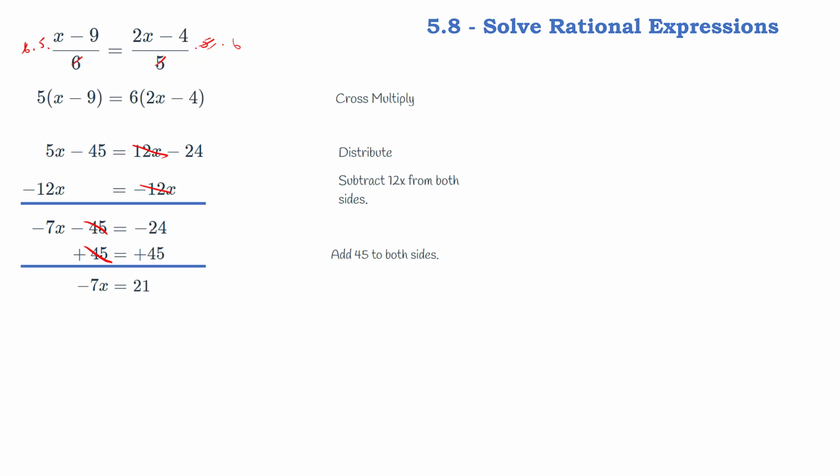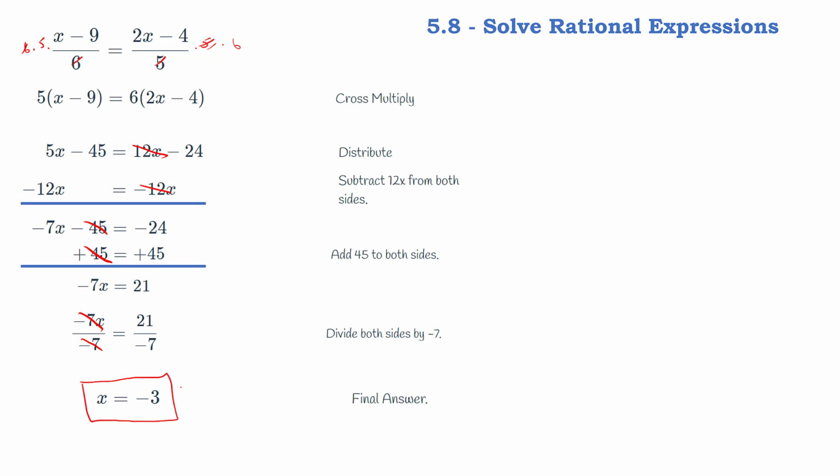Therefore we're just going to divide by negative 7 on both sides. These negative 7's will cancel out over here, and we'll leave just our x on the left hand side. 21 divided by negative 7 should give us a negative 3. So the final answer for solving this rational expression is x is equal to negative 3.